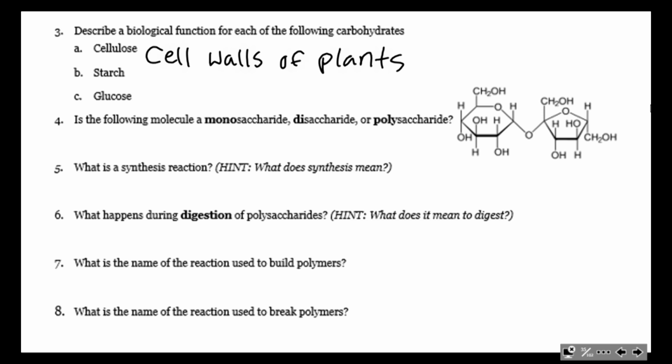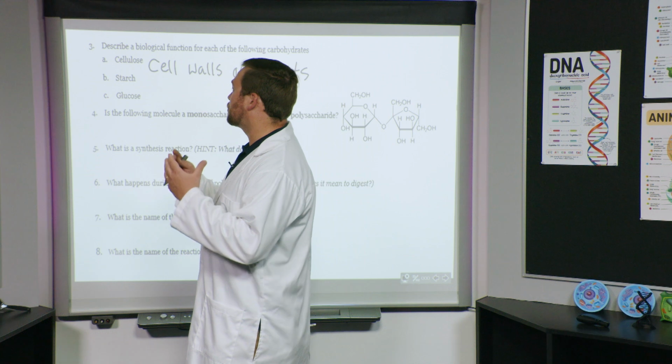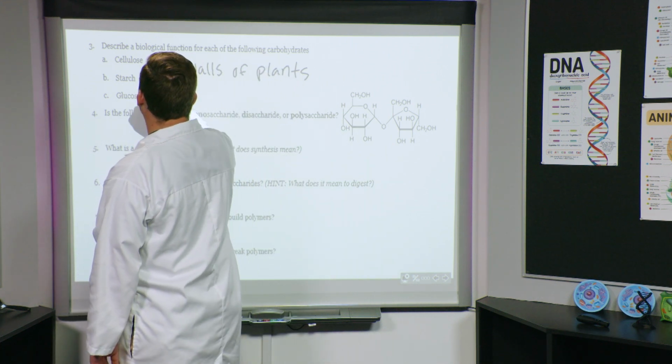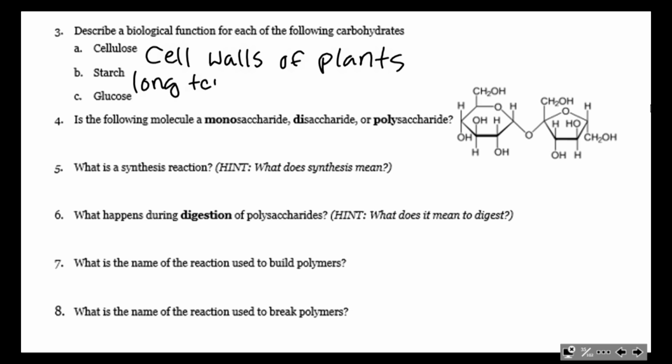Okay, so what about a biological function for starch? Well, carbohydrates as a whole are short-term energy, but starch is a little bit of a longer-term energy. So I'll put long-term energy here. I think that's fine. It's not as long-term as fat is. Fat is the really long-term one, but starches are kind of long-term. Okay, and then the last one, glucose. What is glucose used for? This is the short-term energy. Your body will pretty much immediately start using any glucose you eat for energy.